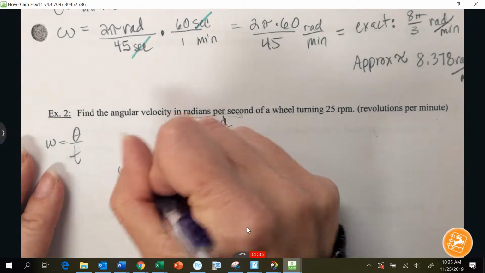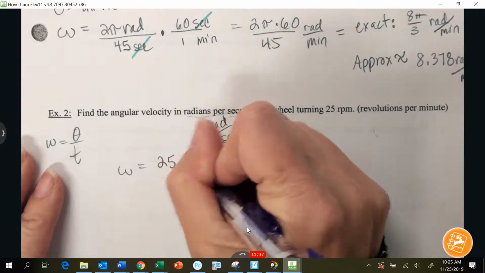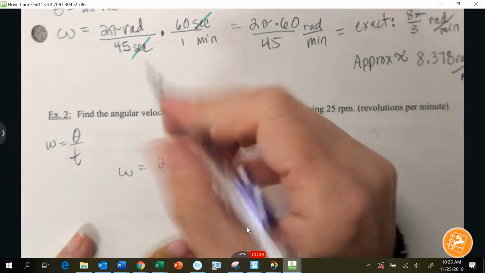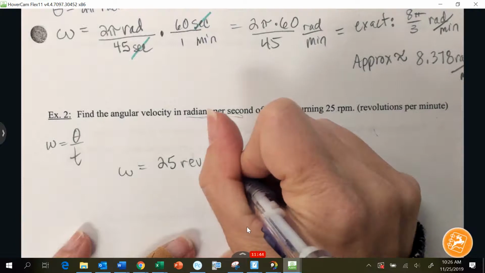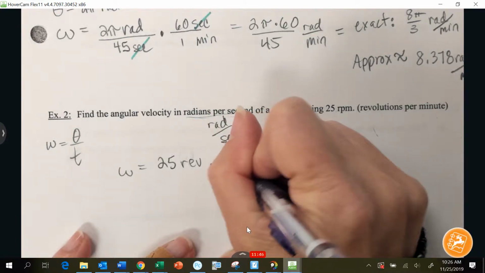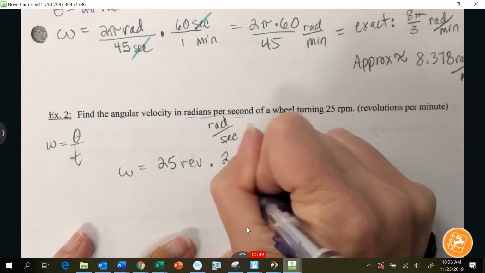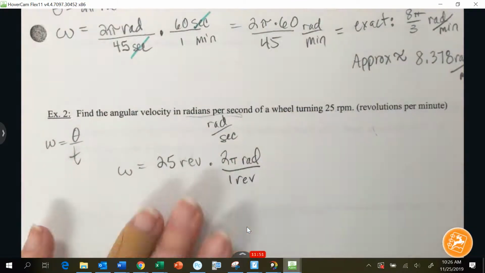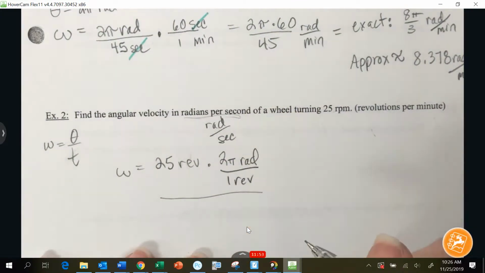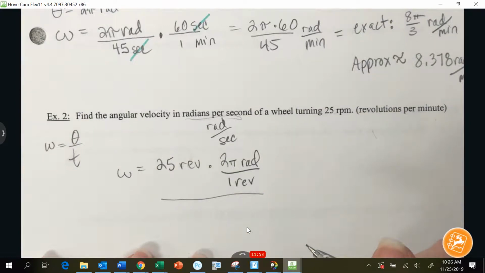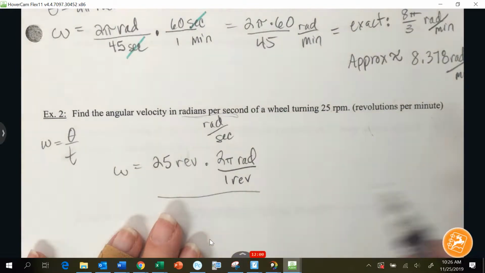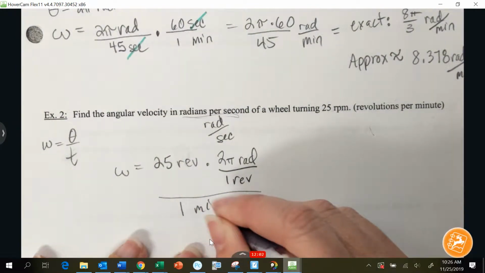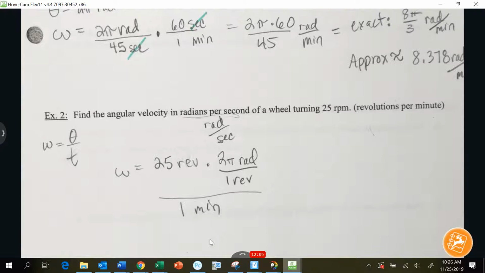I'll just set it up. 25 revs multiplied by 2 pi radians per 1 rev. And then we're going to take that and divide it by the time. And the revs per minute is 25 revs per 1 minute. That's what's given to us. That's not what we're going to find.